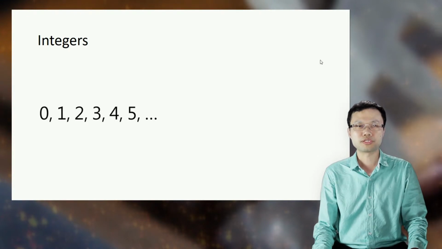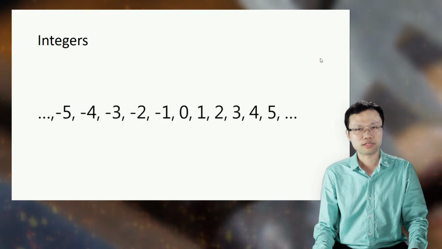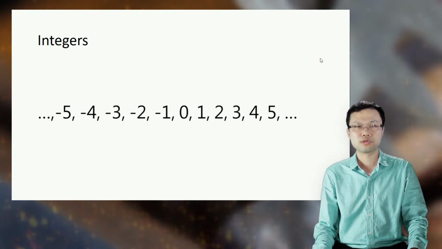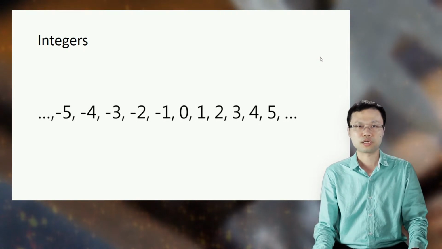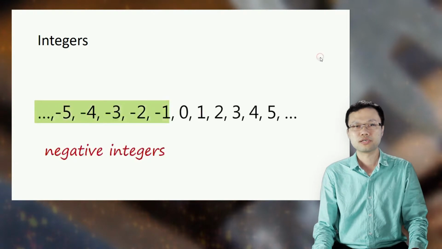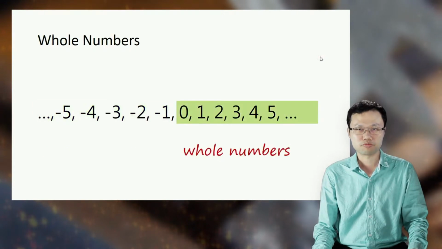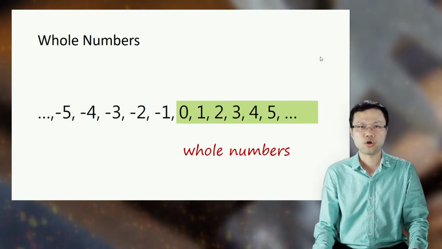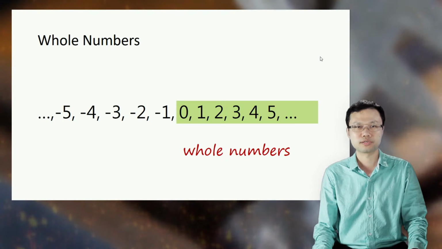We also have numbers less than 0. They are -1, -2, -3, etc., called the negative integers. On the other hand, 0 together with positive integers are called the whole numbers.